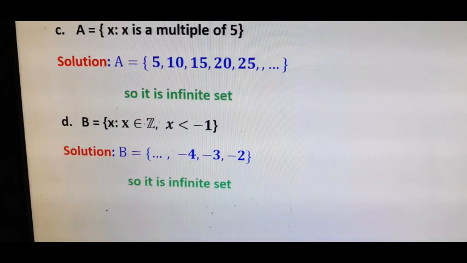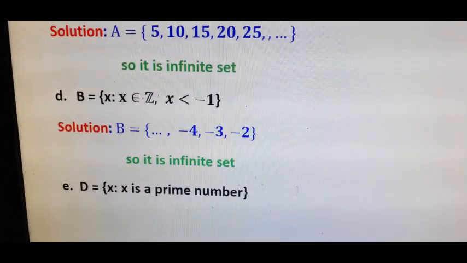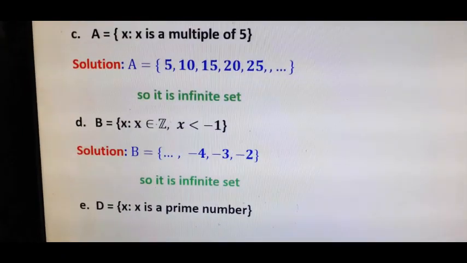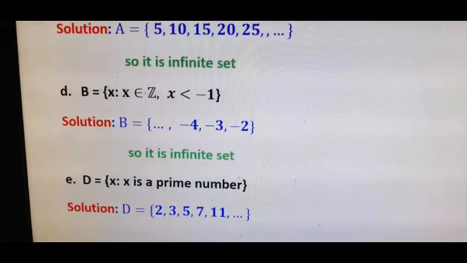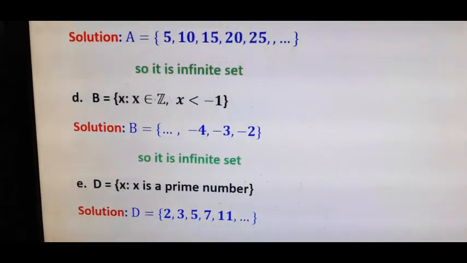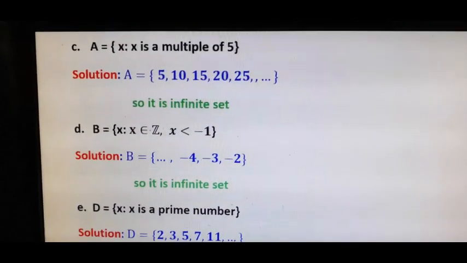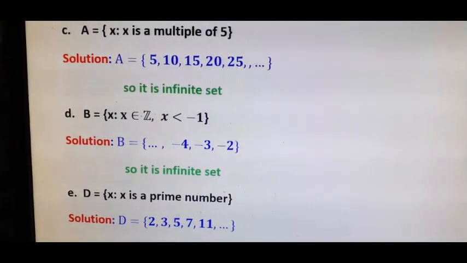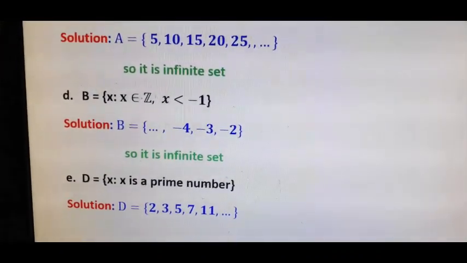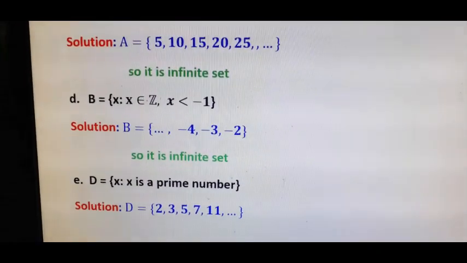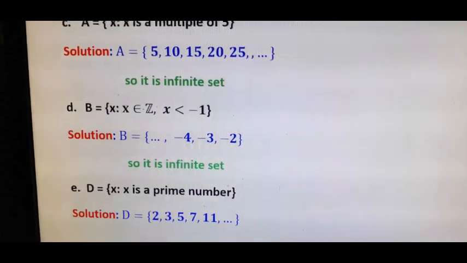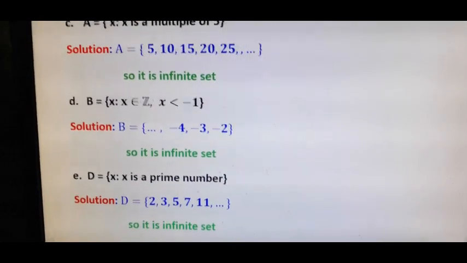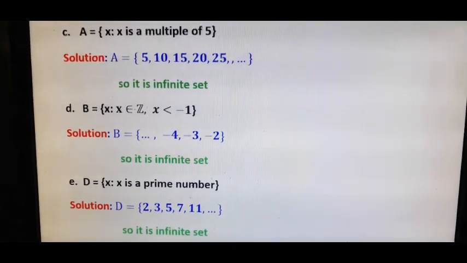The other is x such that x is a prime number. This is also infinite. Prime numbers start from 2. A prime number is a number which has 2 factors: the number 1 and the number itself. Therefore 2, 3, 5, 7, 11, and so on. So this is an infinite set.